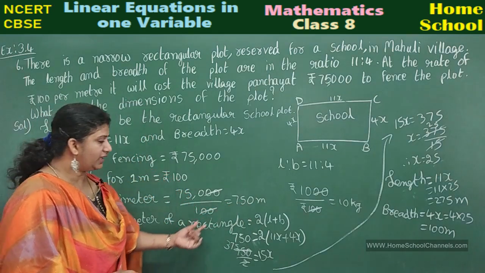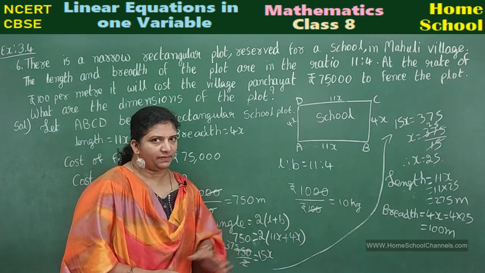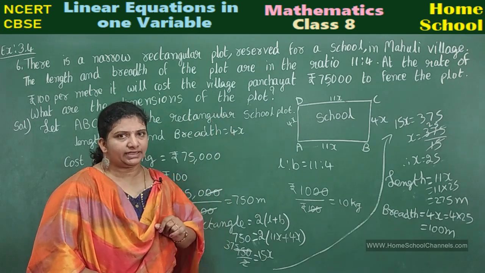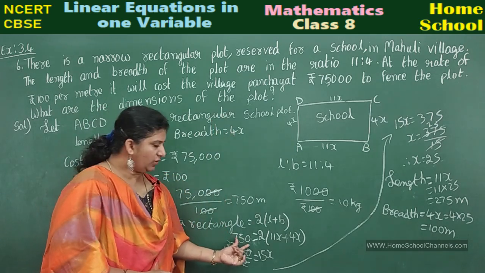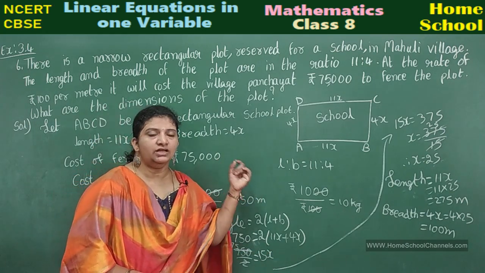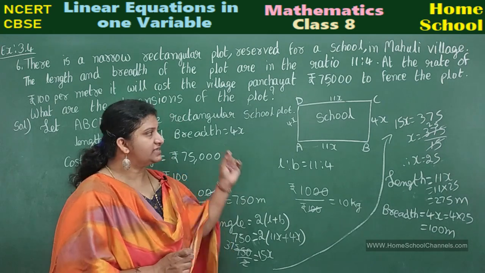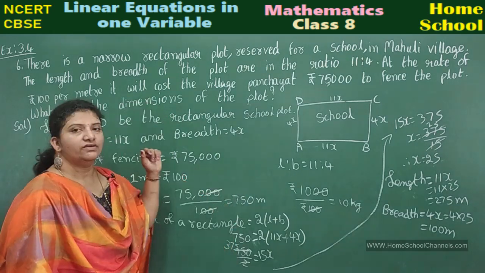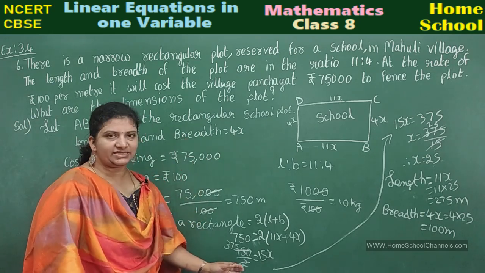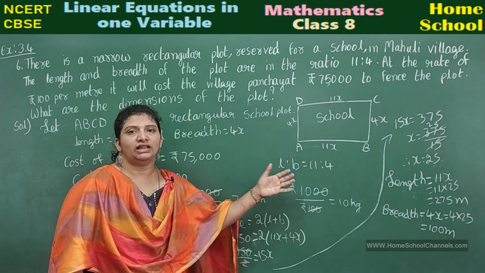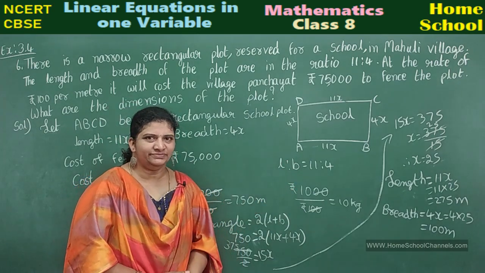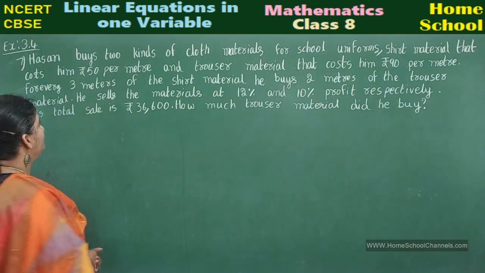Actual perimeter of a rectangle formula is 2 into (L plus B). We got what is the perimeter of a rectangle, that is 750. So, equate with this, we are going to get x value. In your question, length and breadth ratio is 11:4 given. We have assumed length as 11x and breadth as 4x. After getting x value, substitute in both length and breadth, you are going to get the two dimensions. Okay, is this clear? Seventh problem.